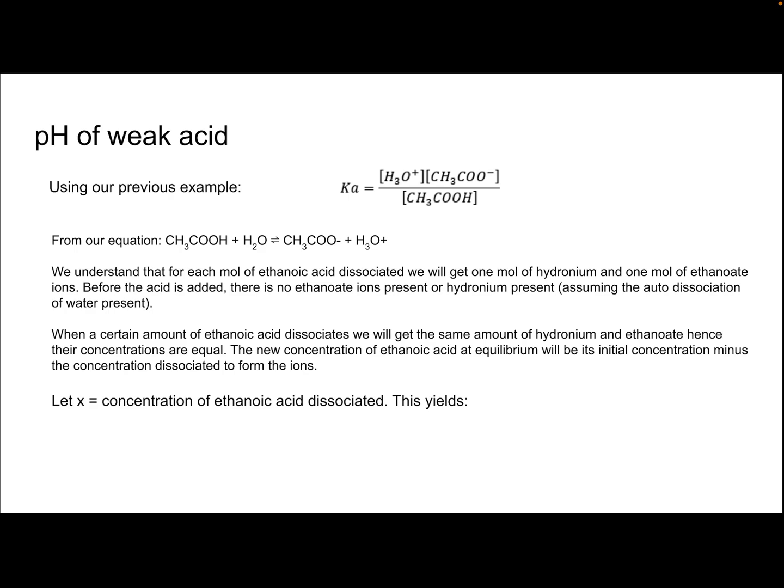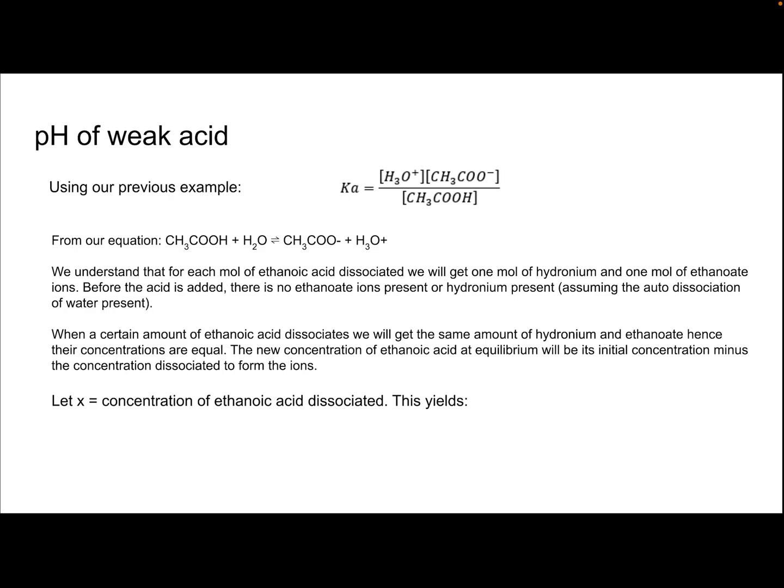So some of that ethanoic acid is going to dissociate, and we're going to get the same amount of hydronium ions and the same amount of ethanoate ions. Because there's the same amount, and this amount of ions is going to be in the same volume, therefore we can say that the concentration of both of those ions are also the same. So we can say that both ethanoate and hydronium concentration is the same at equilibrium, and that the new concentration of ethanoic acid will just be its initial concentration minus the concentration that's been dissociated.